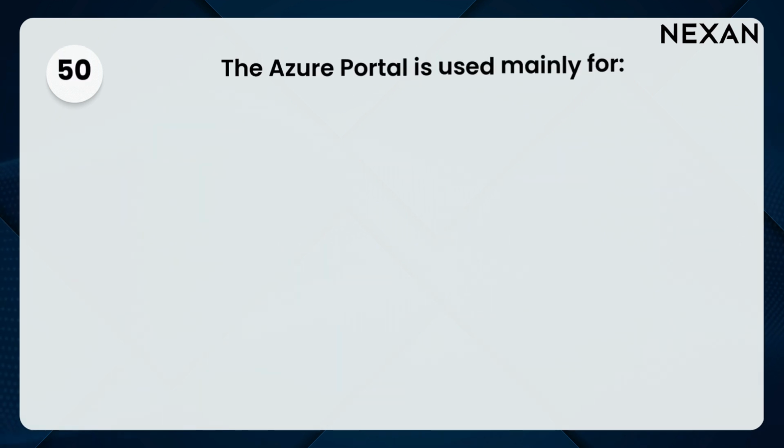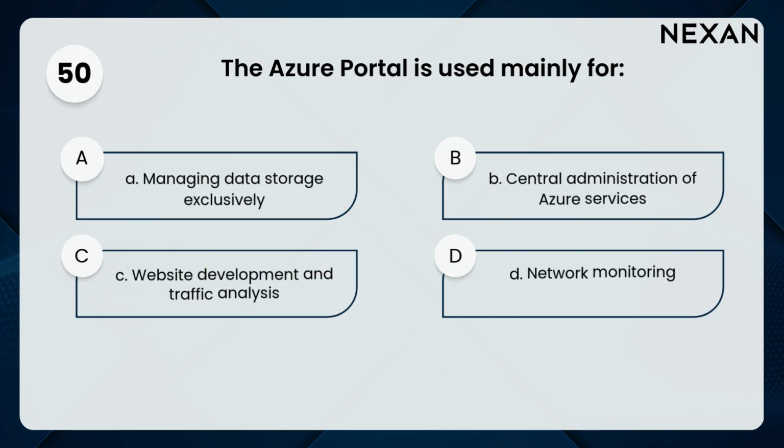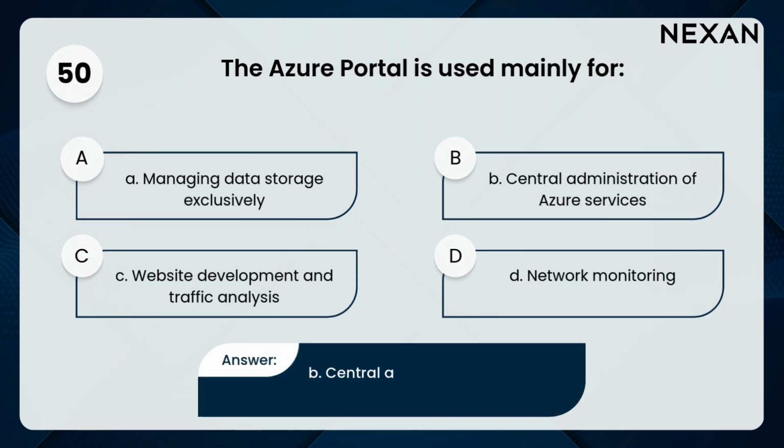50. The Azure portal is used mainly for A. Managing data storage exclusively, B. Central administration of Azure services, C. Website development and traffic analysis, D. Network monitoring. Answer: B. Central administration of Azure services.